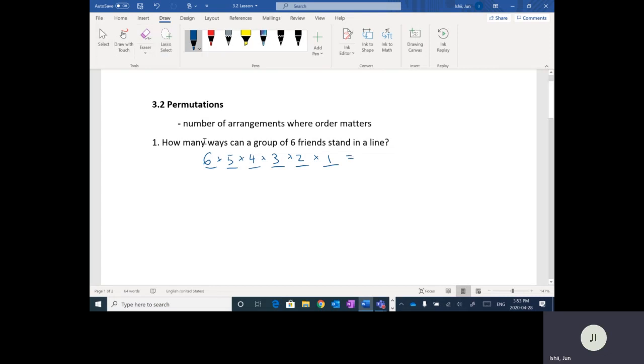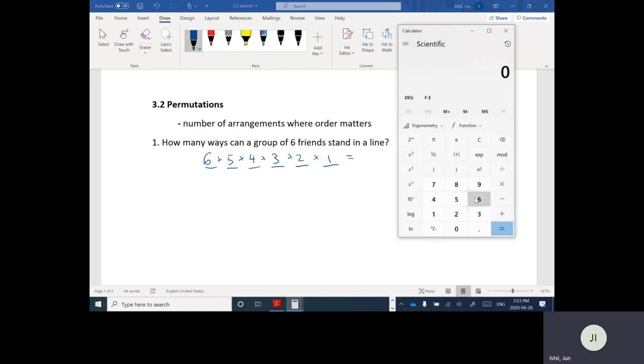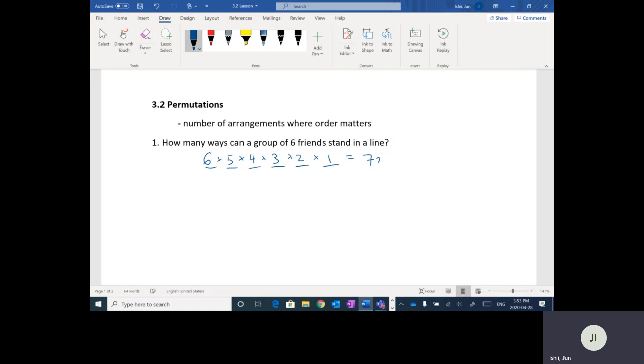And what would we get? We would get 6 times 5 times 4 times 3 times 2 times 1. Okay, so 720. So 720 different ways that we can arrange 6 friends in a line. Now, this is a permutation. Another way to ask this question with the terminology that we have here would be: how many permutations are possible from a group using all 6 friends.